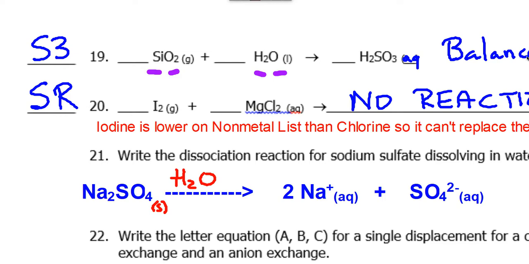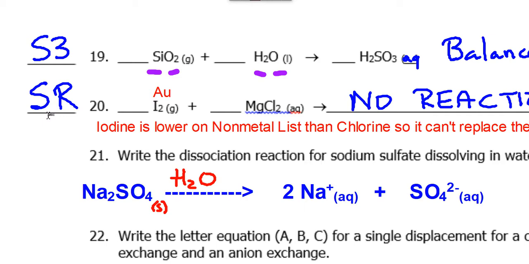The same thing can happen on the metals list. If the metal that's by itself is lower on the metals list than the one that's paired up, we would have no reaction. So if, instead of being iodine, this had been gold, gold is obviously on the metals list. We would compare gold against magnesium. Gold is at the bottom of the list. It's one of the least reactive metals. So nothing would happen. The gold couldn't take the magnesium's place with the chlorine.